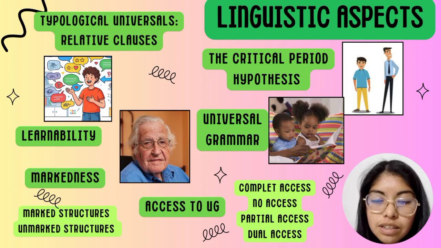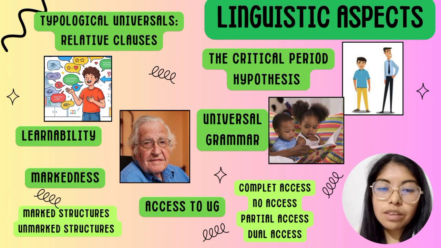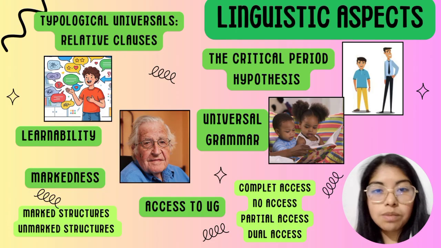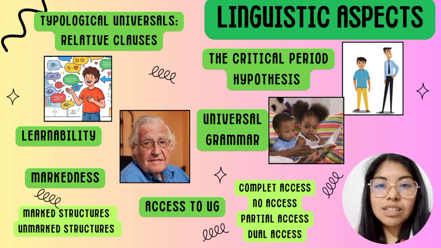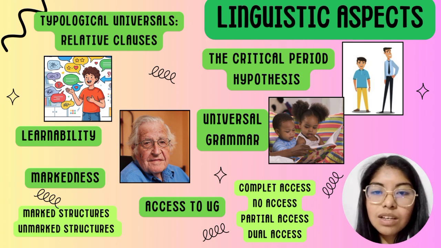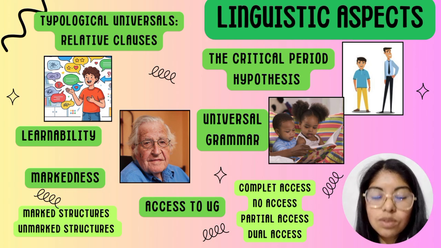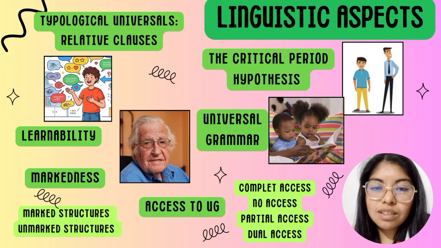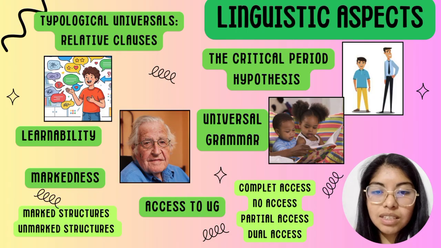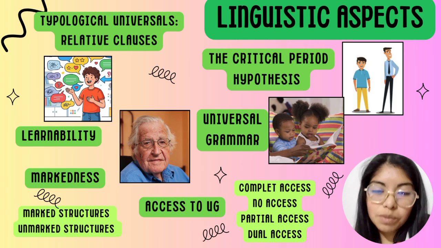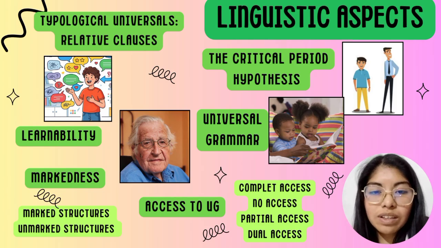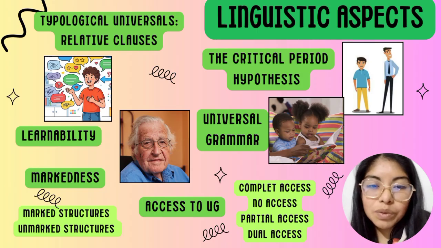The next is universal grammar. It's a theory proposed by Noam Chomsky, and he says that all humans are born with an innate ability to learn a language. So the next is access to universal grammar. It's divided into four types. Complete access, which is when the learner knows all the rules of universal grammar. No access, when they don't know all the rules.